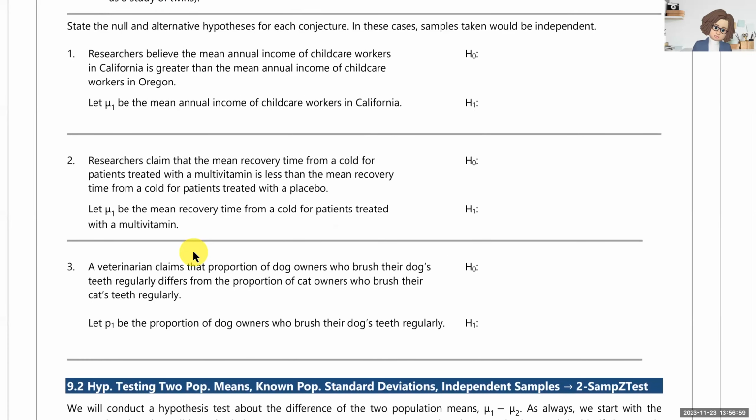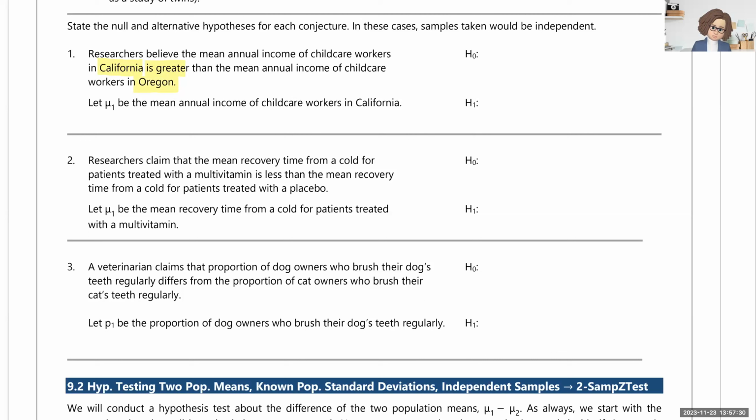All right, so our first step then, as we investigate two populations, will be to look for claims and write our hypotheses. So number one, researchers believe the mean annual income of child care workers in California is greater than the mean annual income of child care workers in Oregon. All right, so we have one population of workers from California, and they believe that that mean is greater than the population of child care workers in Oregon.